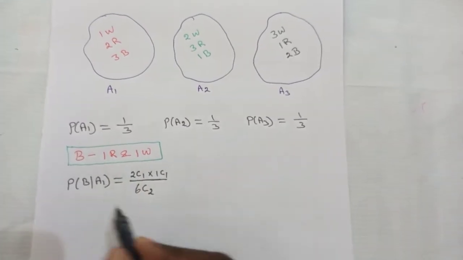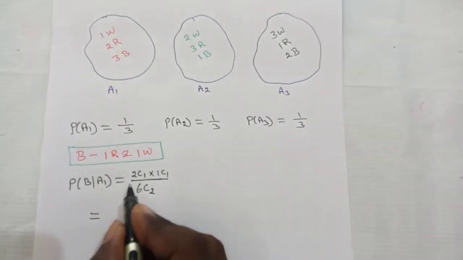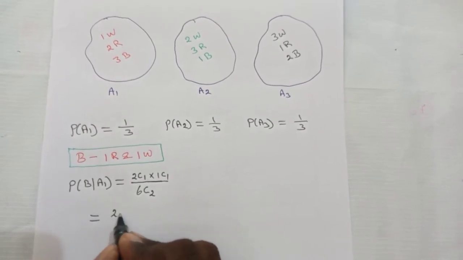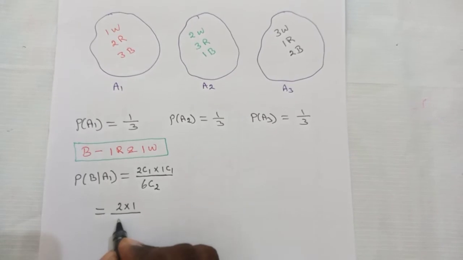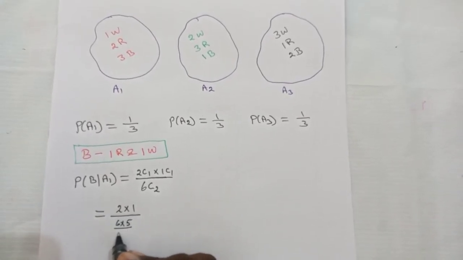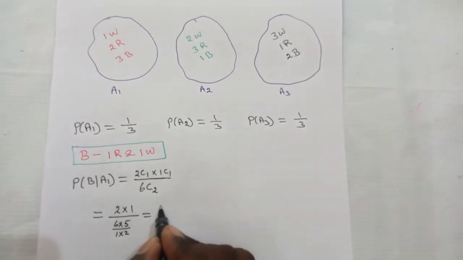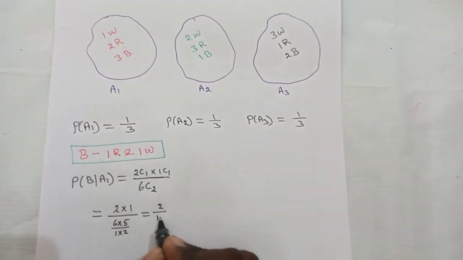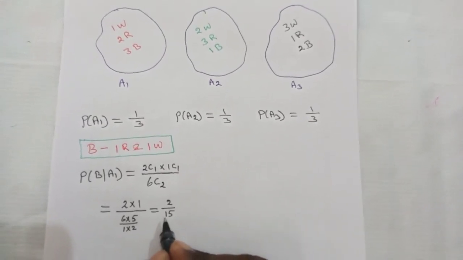So this is P of B given A1. You can simplify. 2C1 is 2, 1C1 is 1, over 6C2, which is 6 into 5 by 1 into 2. Cancel the 3, and 3 fives are 15. So this is 2 by 15.